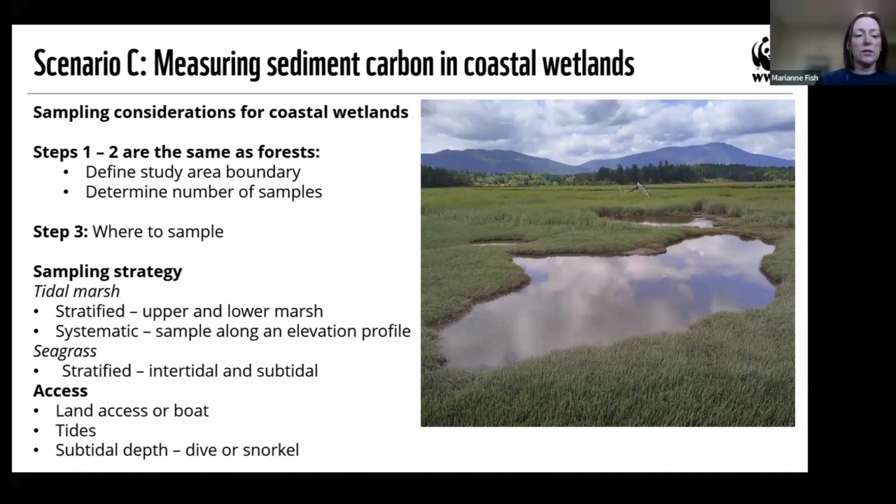The right tide windows. And then for seagrass meadows, if you've got mostly subtidal seagrass, then you may need to consider using dive or snorkel or scuba to collect those samples, which is a challenge all of its own, but it's definitely doable. Next slide, please, Emily.